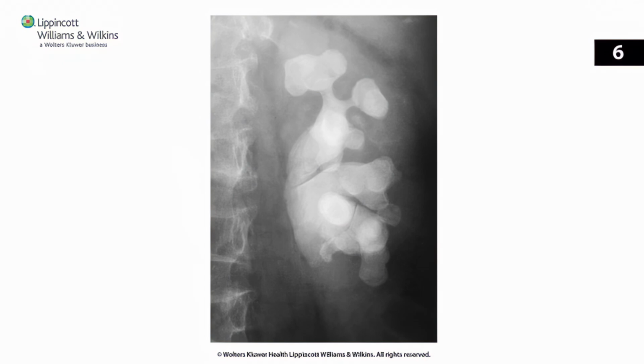Struvite stones are radio-opaque, and they classically form staghorn calculi, which are when stones sort of fill up the renal pelvis, and they look a little bit like the antlers of a deer or a stag. These aren't likely to pass on their own, so they may need to be removed surgically.